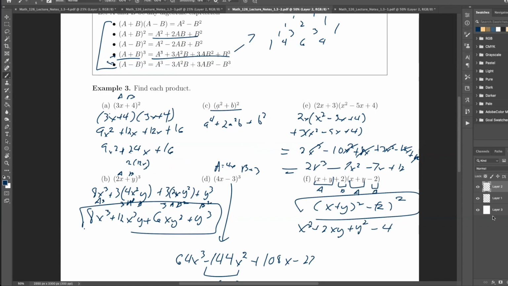Okay. Any questions on this page? It's a lot of just doing algebra.